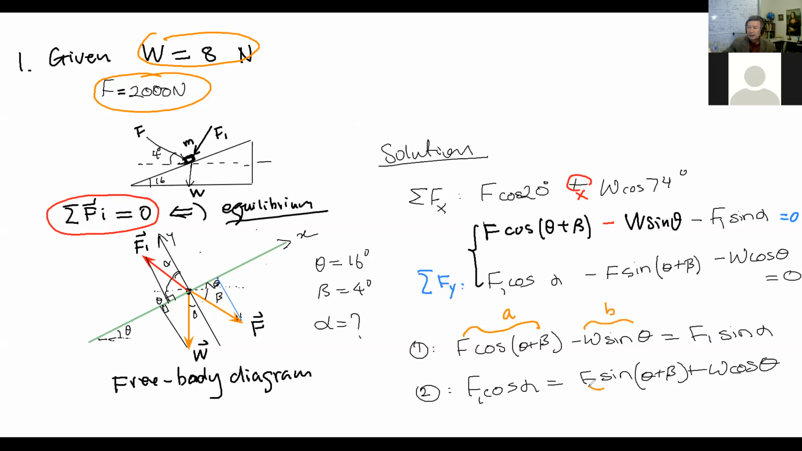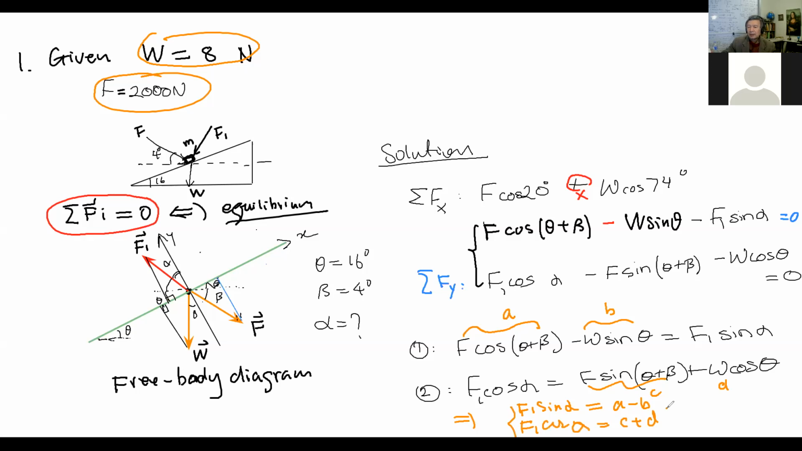It's C, D, and C and D. So what we can rewrite is this equation. Basically F1 sine alpha will equal A minus B, right? And F1 cosine alpha equals C plus D. So all these A, B, C, D are given, right?